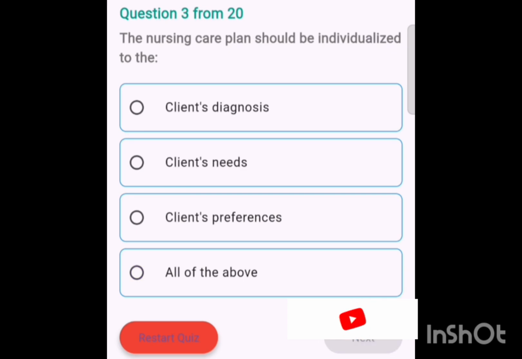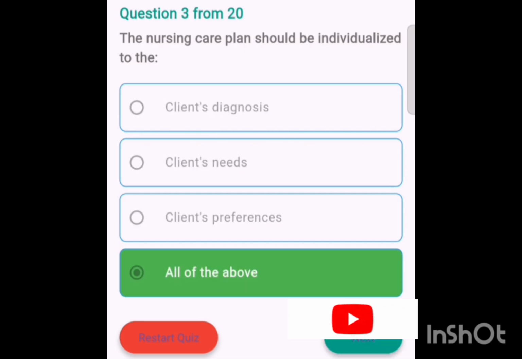Question number three. Nursing care plan should be individualized to the client's diagnosis, client's need, client's preference, all of the above. The correct option is all of the above because the nursing care plan should be individualized to the client's specific need and preference.